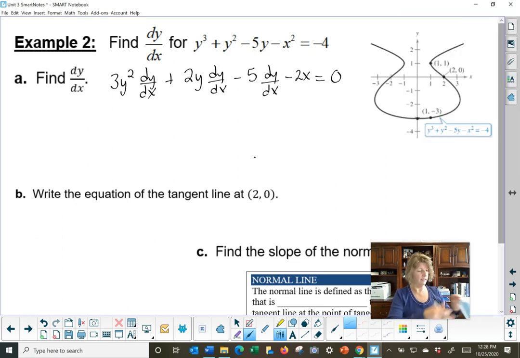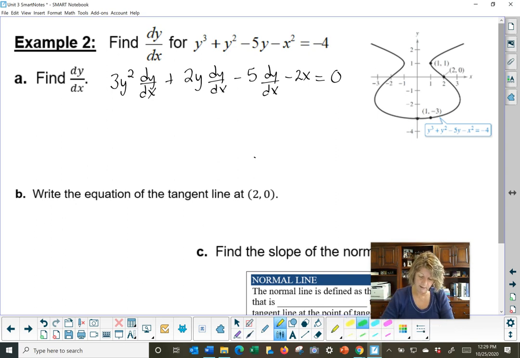On the bottom of yours, you have steps to doing these. The first step says differentiate both sides of the equation with respect to x. We did that. The second step says collect all the terms involving dy/dx on the left side and then move all the other terms to the right side.